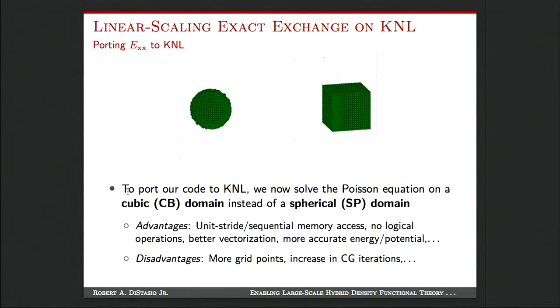We properly pad now and get rid of all logical operations. So unit stride, sequential memory access, get rid of all the logic. That allows for better vectorization. We're now unrolling every loop by hand. And on top of that, we could say we get a more accurate energy and potential because we're considering more of the problem explicitly with the Poisson equation. However, we really don't need that. We were converged already. But it's an extra bonus. We're not going to throw it out.